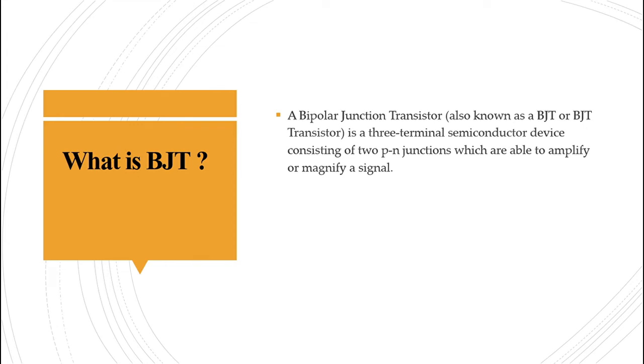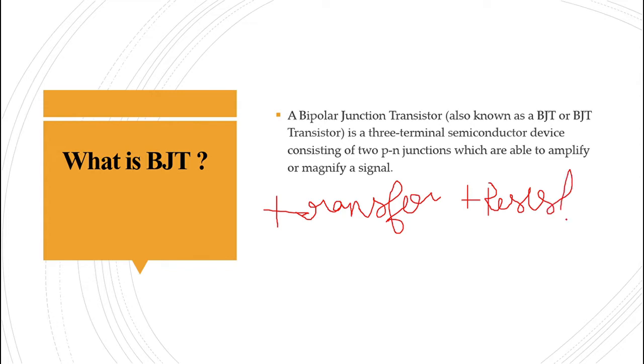What is BJT? A bipolar junction transistor. So before jumping on to the main topic on BJT, firstly we will understand what is transistor. Basically, transistor is made up of two words. It is a combination of two words, that is transfer plus resistor. So the first point is transferring the signal from low resistance to high resistance, and the second one is it regulates the current and voltage.